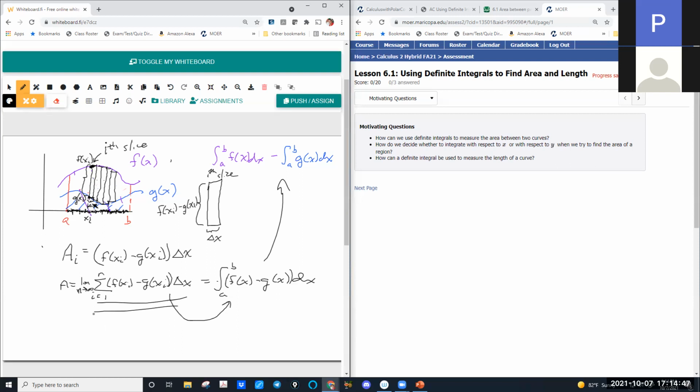Good. It's a good question, because where are these sub i's coming from? It's kind of like this left-hand side is what we were doing a couple weeks ago with numerical integration. But we're using this idea of slicing to actually create a definite integral. And so that ends up being all we have to solve.